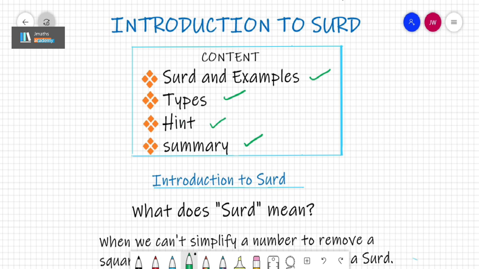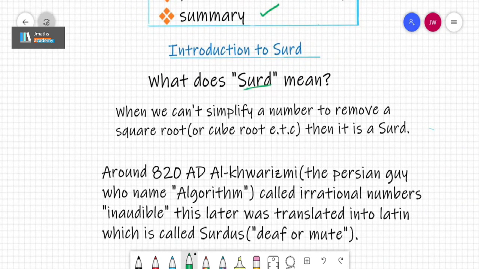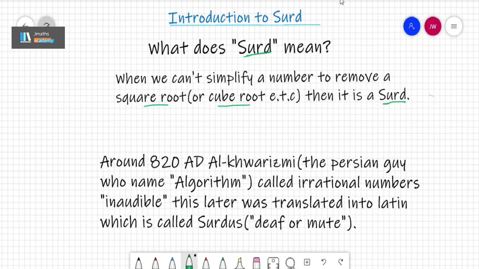What does surd mean? When we can't simplify a number to remove a square root, a cube root, or any other root, then it is a surd. Example, if we have the square root of 2, 2 cannot be simplified to remove the root, therefore it is a surd.